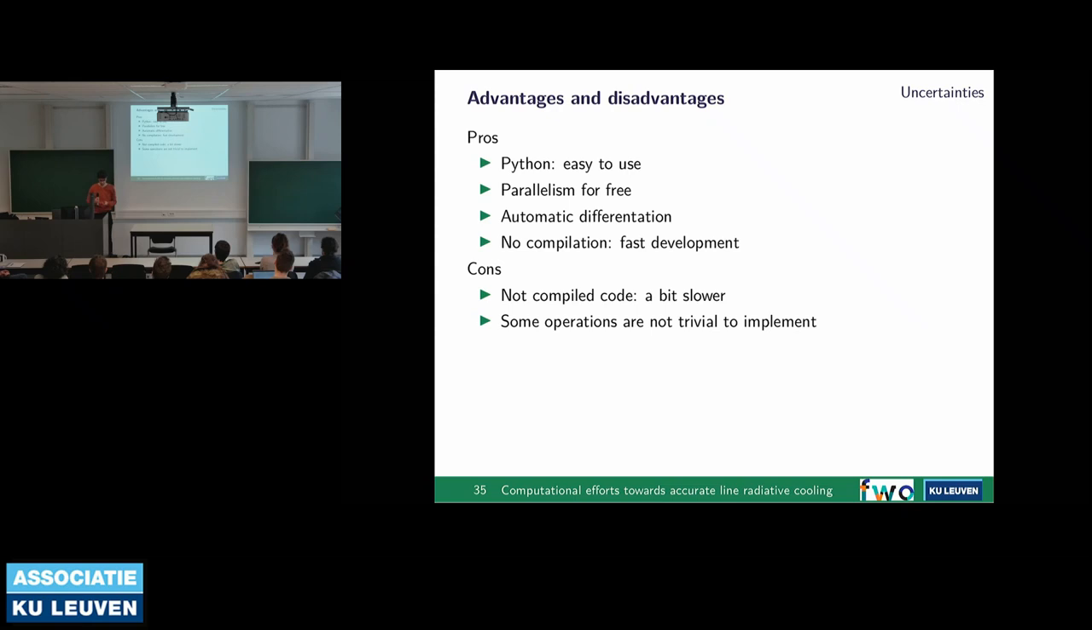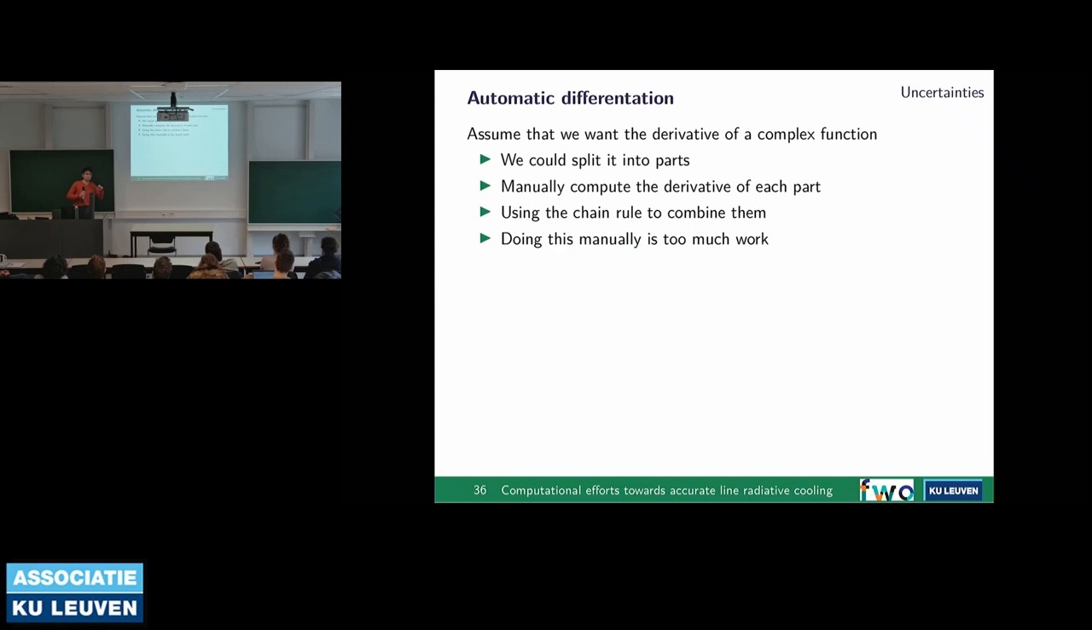Okay, so what's automatic differentiation? So assume that I, for some reason, want some kind of derivative of a complex function or some kind of gradient or something. Well, then you can take the entire function, split it into different parts, compute the derivative of each individual part, and obviously use the chain rule to combine all those different derivatives. But doing this manually is way too much work. That's why we have the computer, which can do this for us.